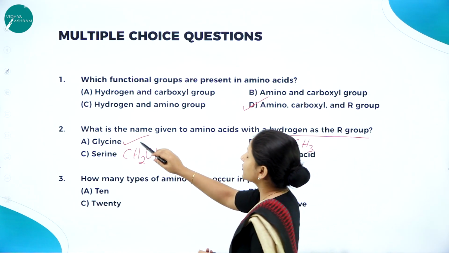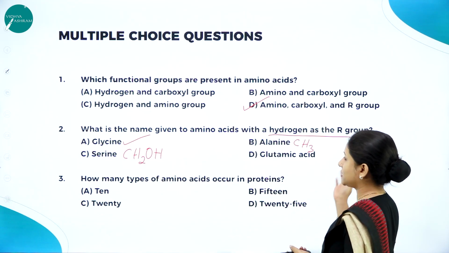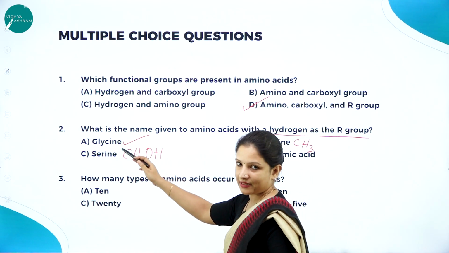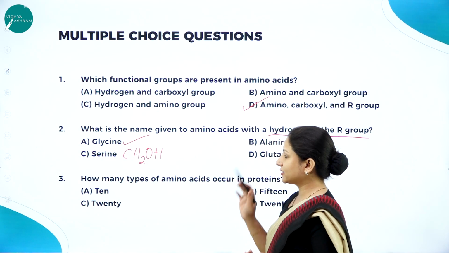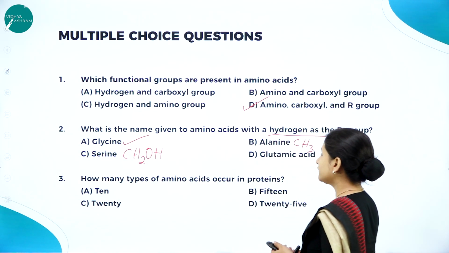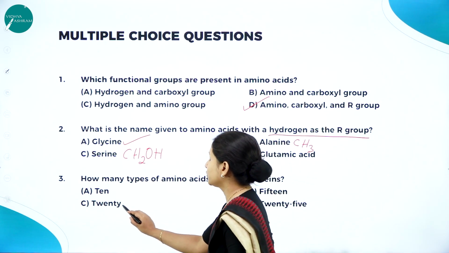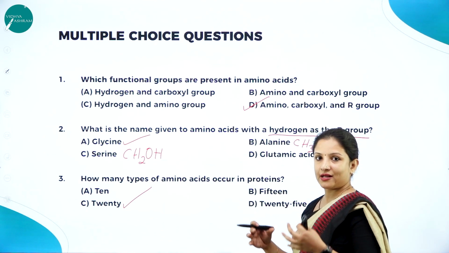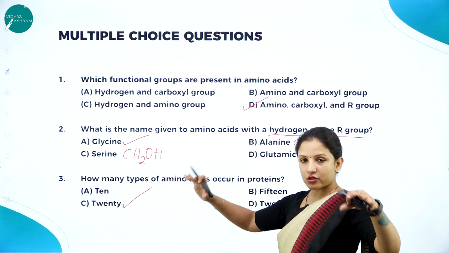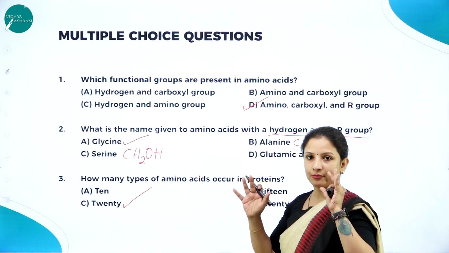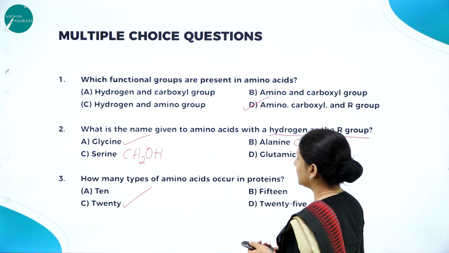So, here the question that I have asked is, what is the name given to the amino acid with hydrogen as the R group? The answer is glycine. If hydrogen is attached in the variable group, then it is glycine. Now, how many types of amino acids occur in proteins? It is about 20. So, 20 different types of amino acids are held together by peptide bonds forming a long chain, and that is nothing but a protein. So, proteins consist of 20 types of amino acids.